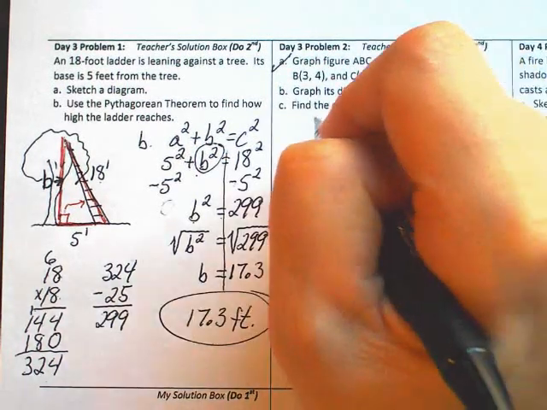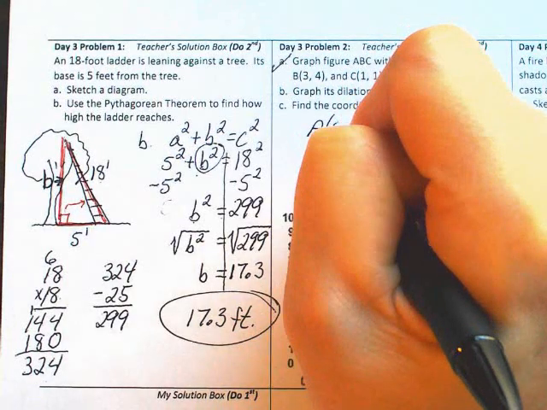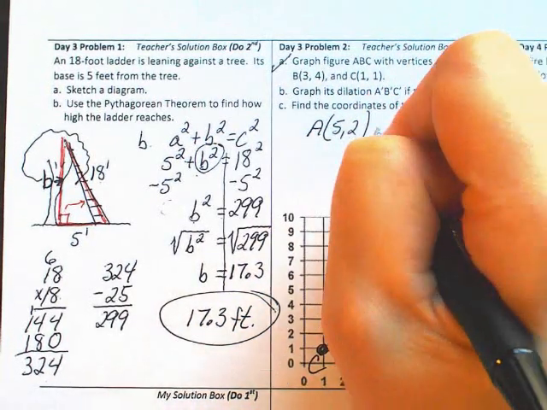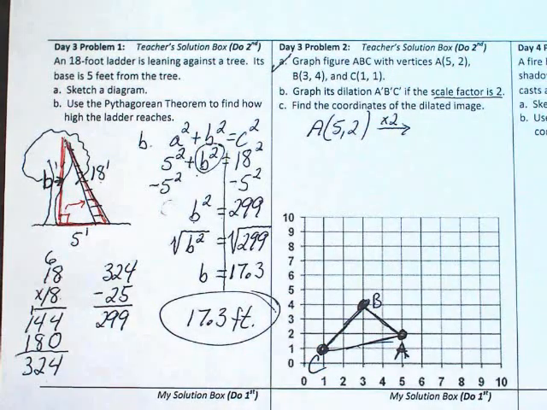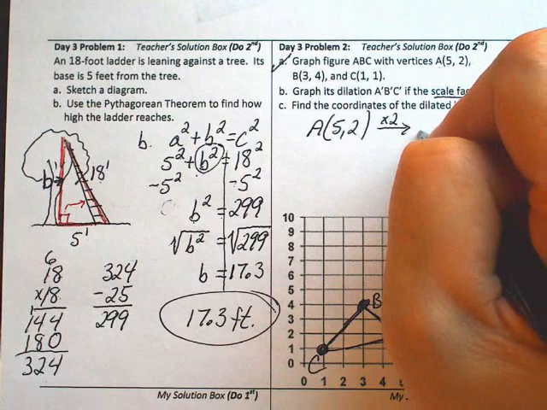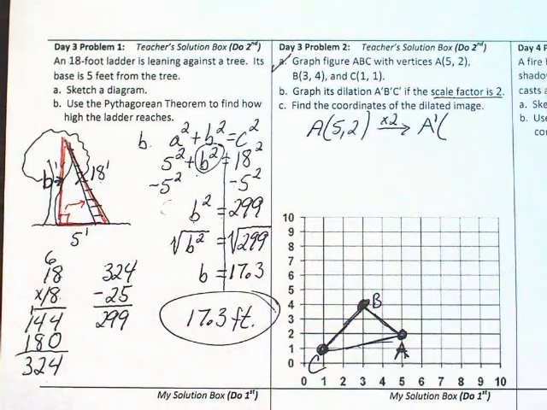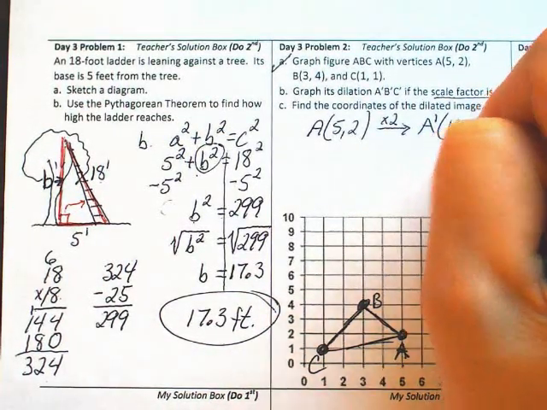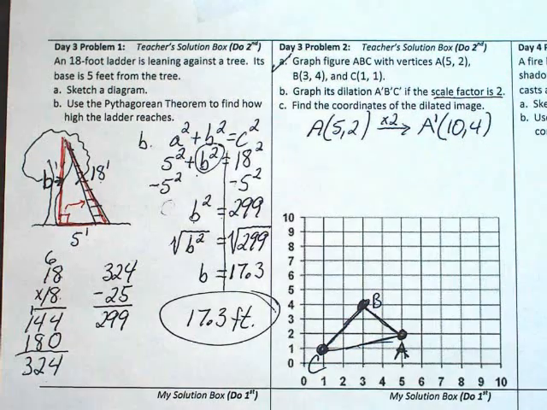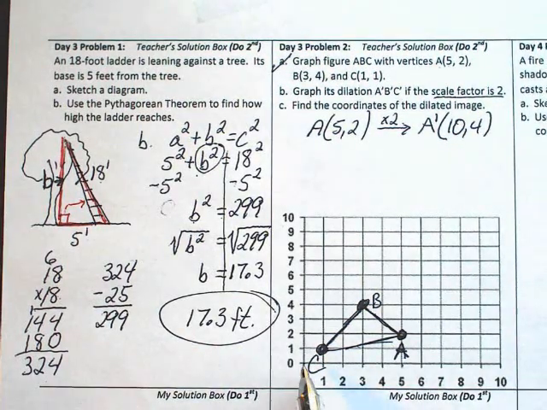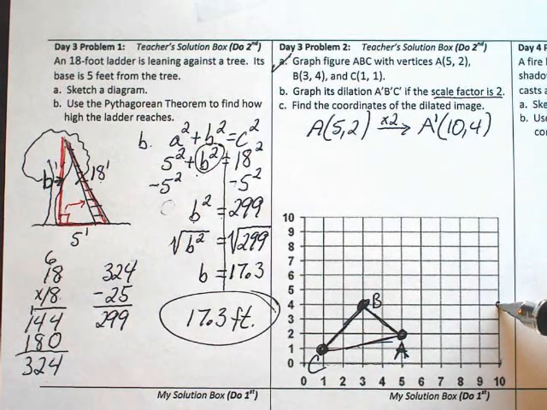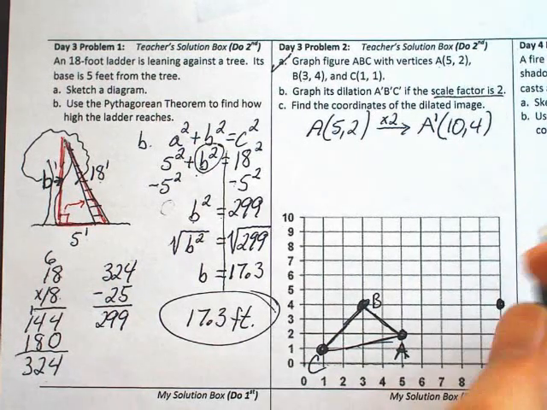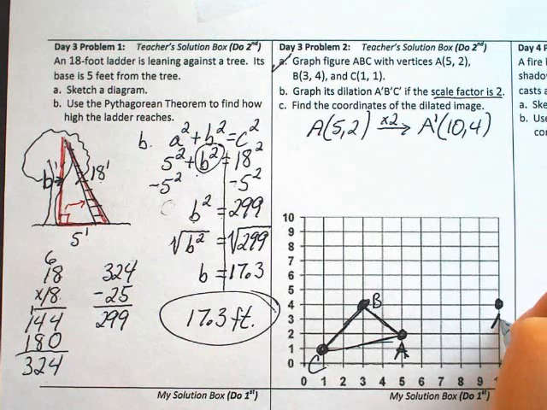For instance, if A is at 5, 2, and we transform that by multiplying by 2, that will create a new dot that's called A prime, and that new dot would be at 10, 4. Now on our grid, 10, 4 is, here's the origin, over to 10, and then up to 4, and here's the dot at 10, 4. This is A prime.